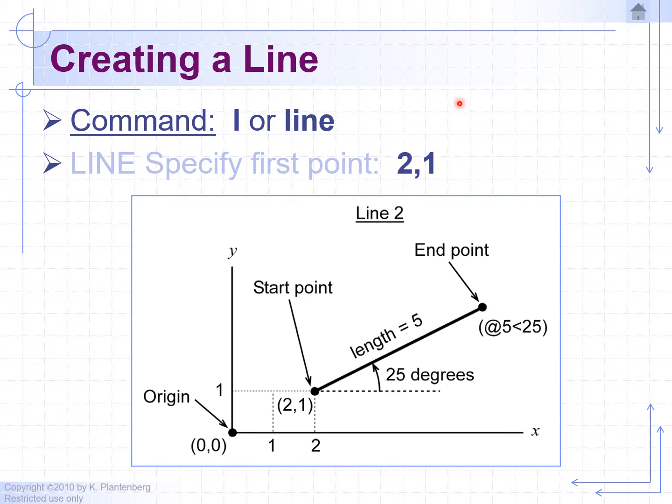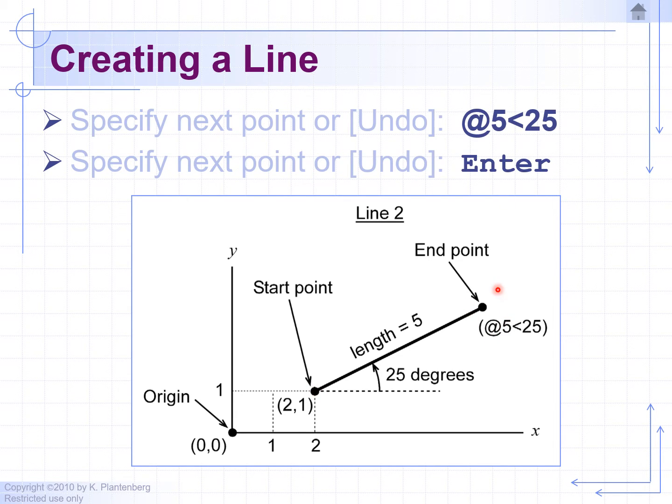In this example, we're going to combine using simple xy coordinates with polar coordinates and using the relative option. So in this example, we're going to define our first point using xy coordinates. Okay, so we click on the line command, type in 2, 1 to define our first endpoint. So that's 2 to the right, 1 up.